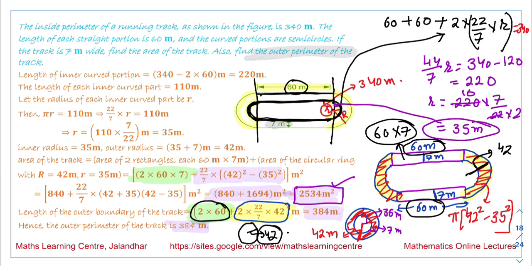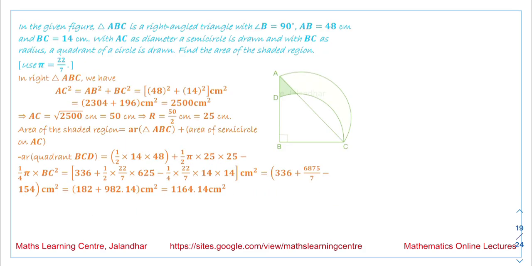Now the next we have is ABC is a right angled triangle. This ABC is given to us, and it is a right angled triangle, right angled at B. This angle over here is 90 degrees. We are saying this length AB is 48 centimeters. The length BC is 14 centimeters, and AC is the hypotenuse.